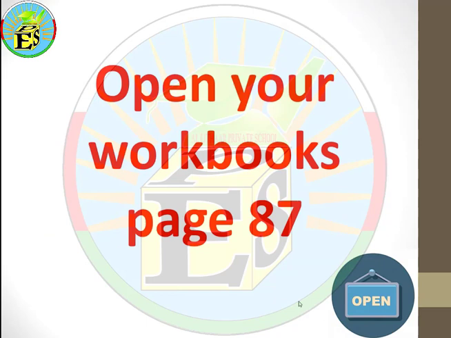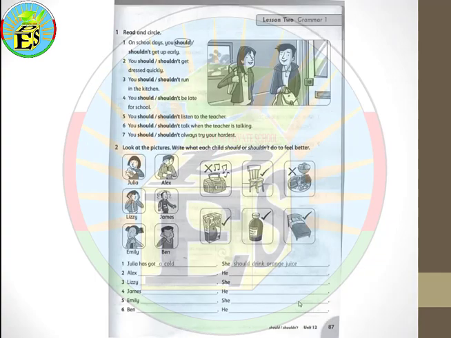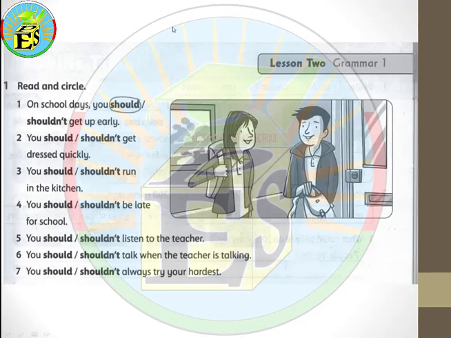Now I want you to open your workbooks, page 87. This page here, and we will start with task number 1, which is read and circle. So here we have 7 examples, 7 different sentences from 1 to 7. We will read them together and we will try to guess the correct answer, and then we will check together. What you need to do here is to read it carefully and choose the answer, whether it's should or shouldn't.